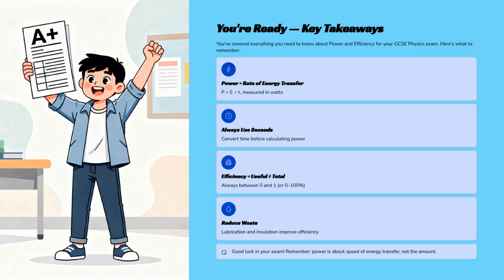You're all set. Remember these key takeaways. Power is the rate of energy transfer. Always use seconds. Efficiency is a ratio between 0 and 1, and focus on reducing wasted energy.